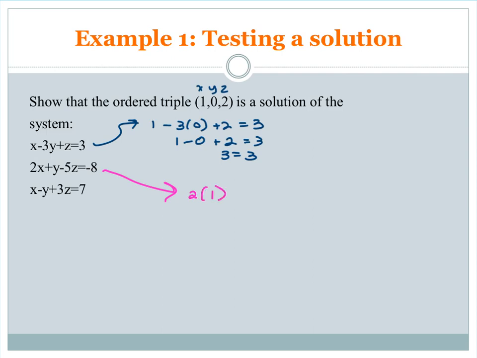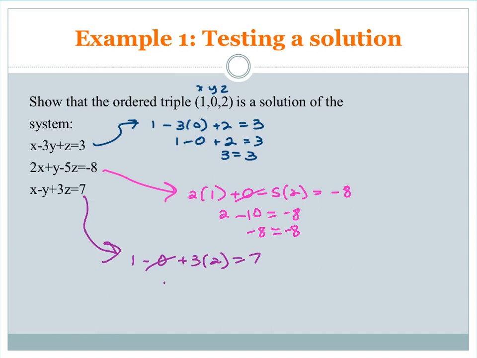Then 2 times 1 plus 0 minus 5 times 2 equals negative 8. 2, this is gone, minus 10, negative 8 equals negative 8. And the last one, 1 minus 0 plus 3 times 2 equals 7. This is gone. 1 plus 6 equals 7, and 7 equals 7. So again, you're not going to get a test question or a quiz question that says show that it is, but the point of this is to say, if I know my answer, then I can take it and plug it back in and check it. So every system of equations can be checked.